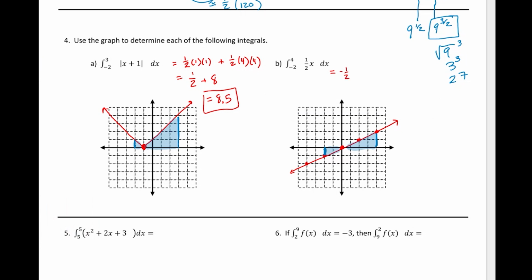So -1/2 base times height, 1 times 2. And then we're going to add the area of that second triangle, the one that's a little bigger. It's got a base of 4 and a height of 2. So now we just need to pull together these computations here. Half of 2 is 1. So we have -1 plus 8 divided by 2 would be 4. Negative 1 plus 4 is 3.